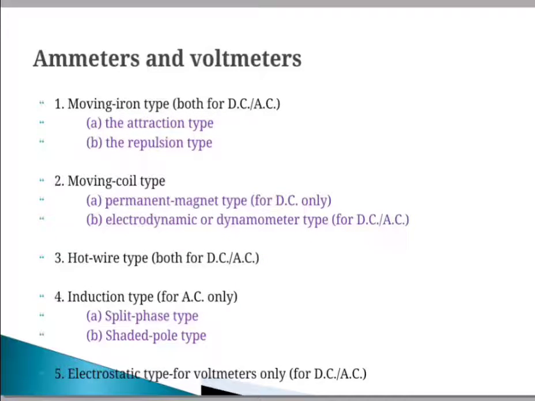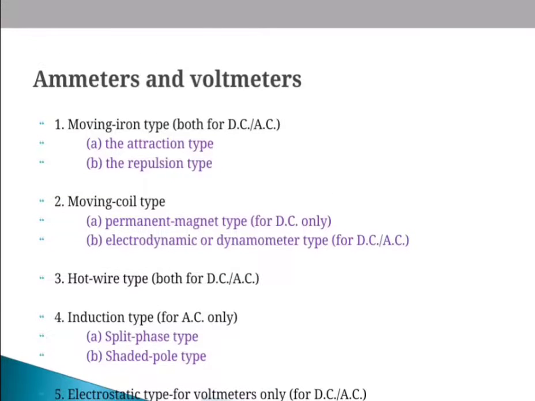Then the hot wire type voltmeter and ammeter is present for the measurement of AC and DC quantity, and induction type meters are present for the measurement of AC quantity only. In that, phase split type and shaded pole type meters are available. And the last one is the electrostatic effect type, which is used as a voltmeter for the measurement of AC and DC quantity.